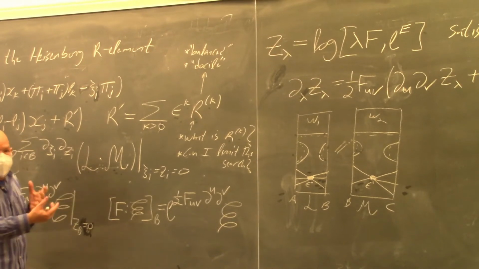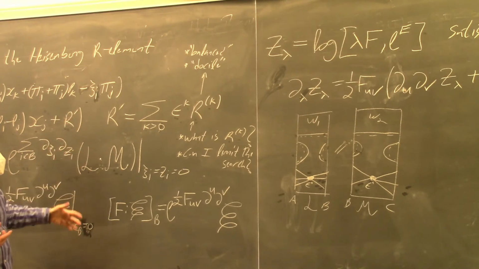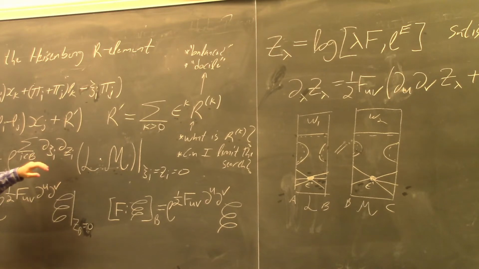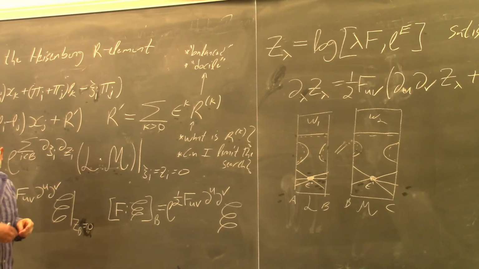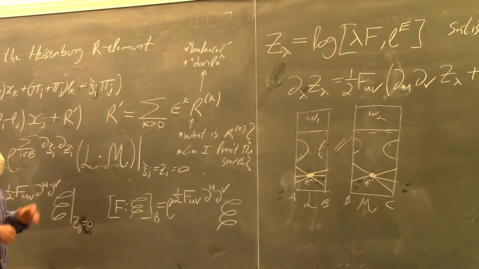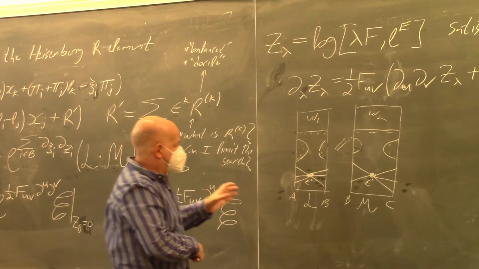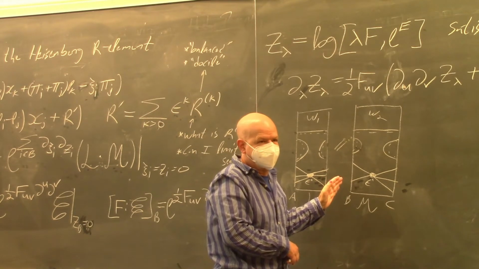I mean, really the difference is minor. The only thing is that everything now is allowed to depend on epsilon as well. That's the only big difference. Anyway, this is quite complicated as it is.